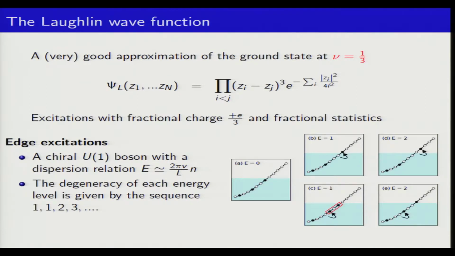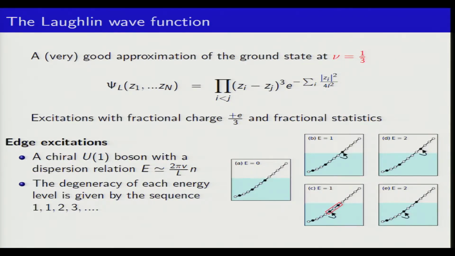You can look at the edge excitation. It corresponds to a chiral U(1) boson with a linear dispersion relation. You can construct these excitations this way, so it really looks like the usual chiral mode, where you have the energy as a function of momentum, and your dispersion relation is linear. The only trick here is that you assume at least 2 empty orbitals between 2 consecutive occupied ones. And you can count how many states you can create at a given energy.